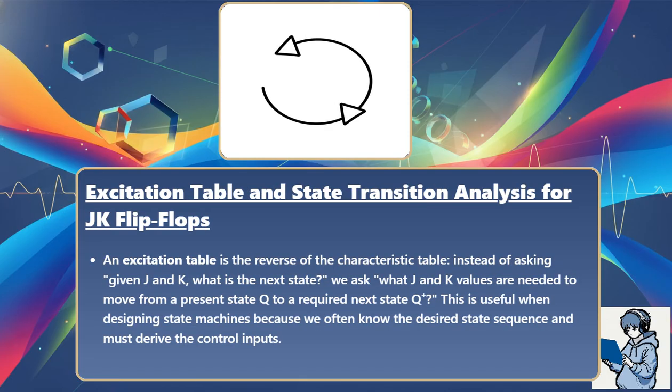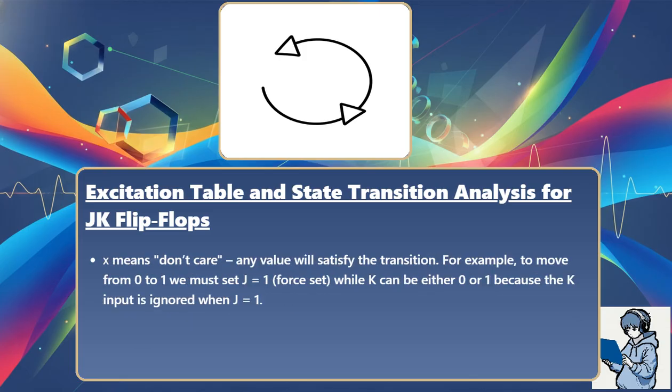An excitation table is the reverse of the characteristic table. Instead of asking given J and K, what is the next state, we ask what J and K values are needed to move from a present state Q to a required next state Q plus. This is useful when designing state machines because we often know the desired state sequence and must derive the control inputs. X means don't care, any value will satisfy the transition.